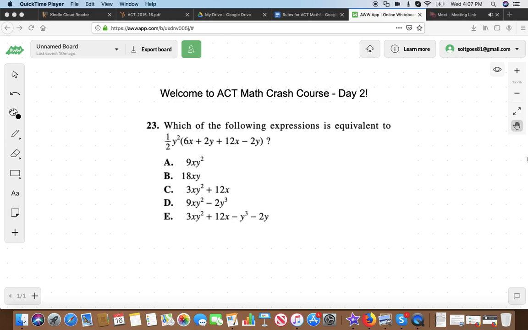Okay. A couple ways to do this. Of course, there's an algebraic way to do this. We can distribute that 1/2 y squared. It's not too bad if you're familiar with the distributive property and you know how to work with variables. We're going to do that.